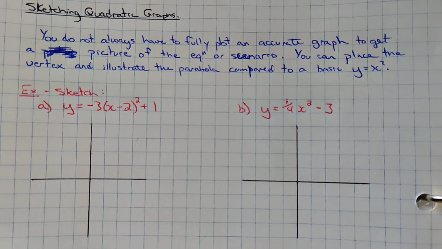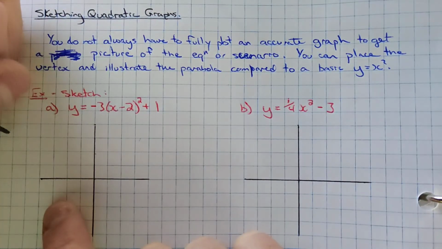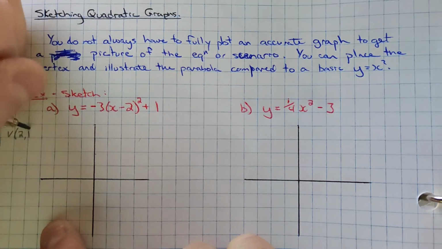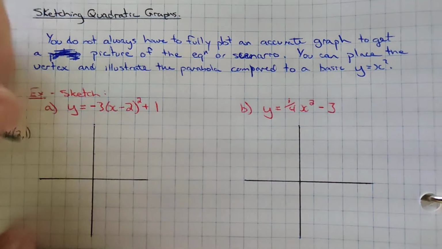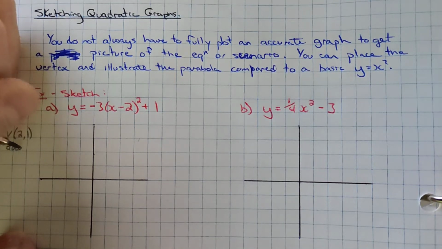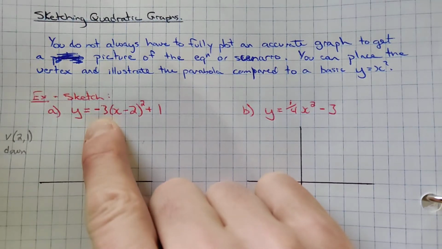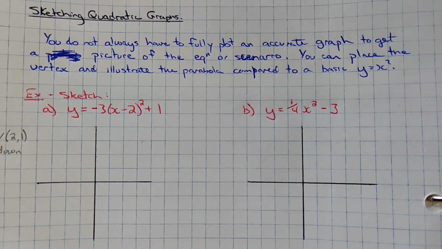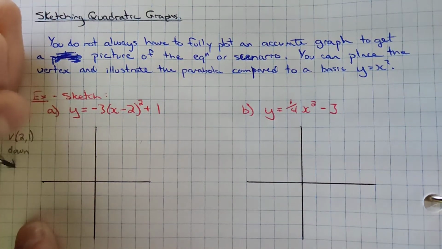I have y equals negative 3 times x minus 2 squared plus 1. So we have a vertex. Our vertex is going to be at 2 and 1. It's opening down because it's negative. And that 3 is going to make it stretch out and get narrow. So we're stretching.